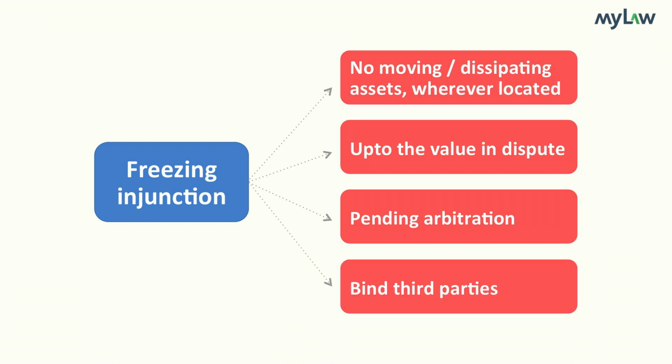When issued by the courts, such injunctions will also bind third parties, namely banks, where the opponent might hold an account. Since such orders are quite draconian in nature, courts do not issue them lightly. Parties will generally need to show that they have a good arguable case, as well as that there is a serious threat of the assets being dissipated.